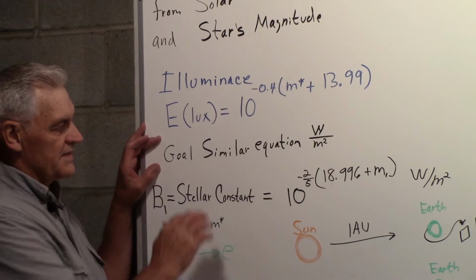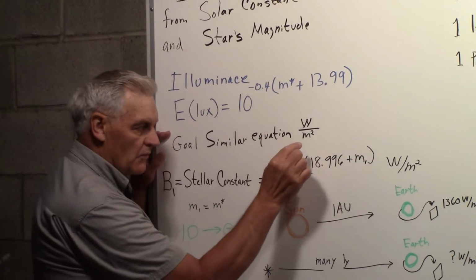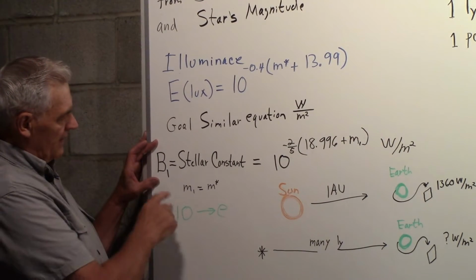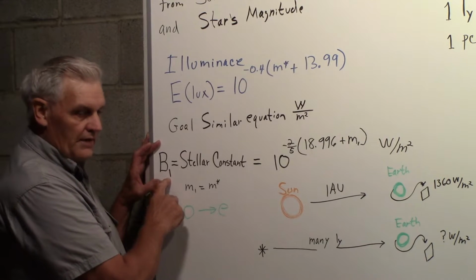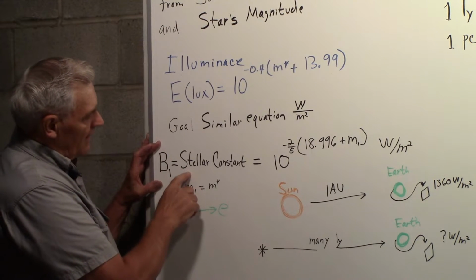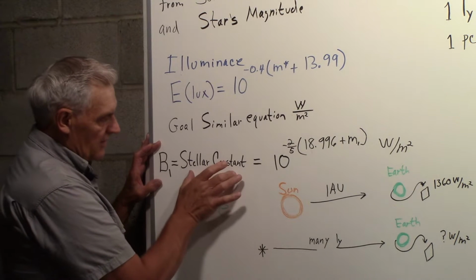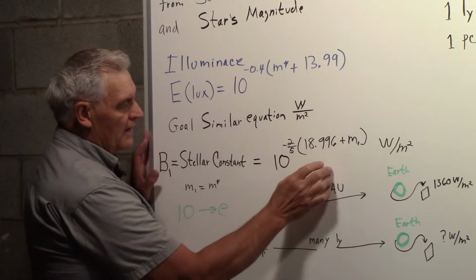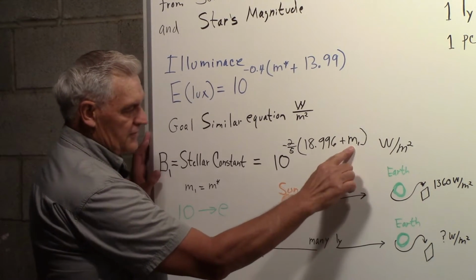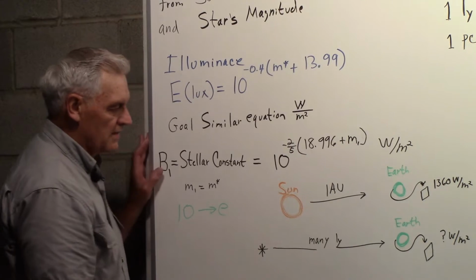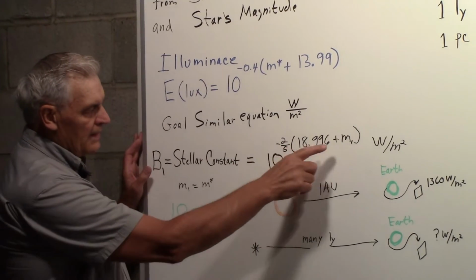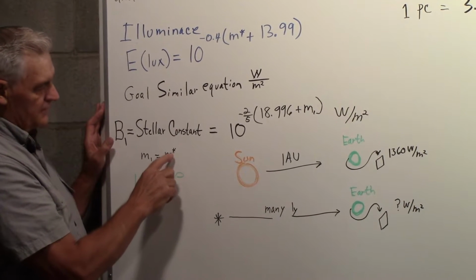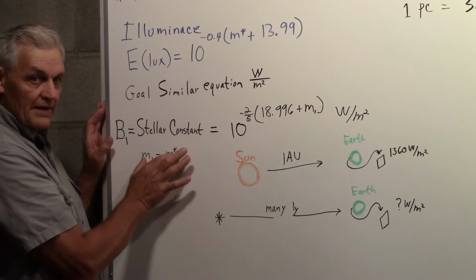The goal here is a similar equation, but we're going to work it in terms of watts per meter squared. And what we will find, I'm using the symbol B1 here for brightness. B1 is equal to the stellar constant, and we will find it is equal to this expression here, where this is the magnitude of the star, and the units here are in watts per meter squared. And sometimes I'll use M1 for the magnitude of the star, and sometimes I'll use M superscript star for the magnitude of the star.